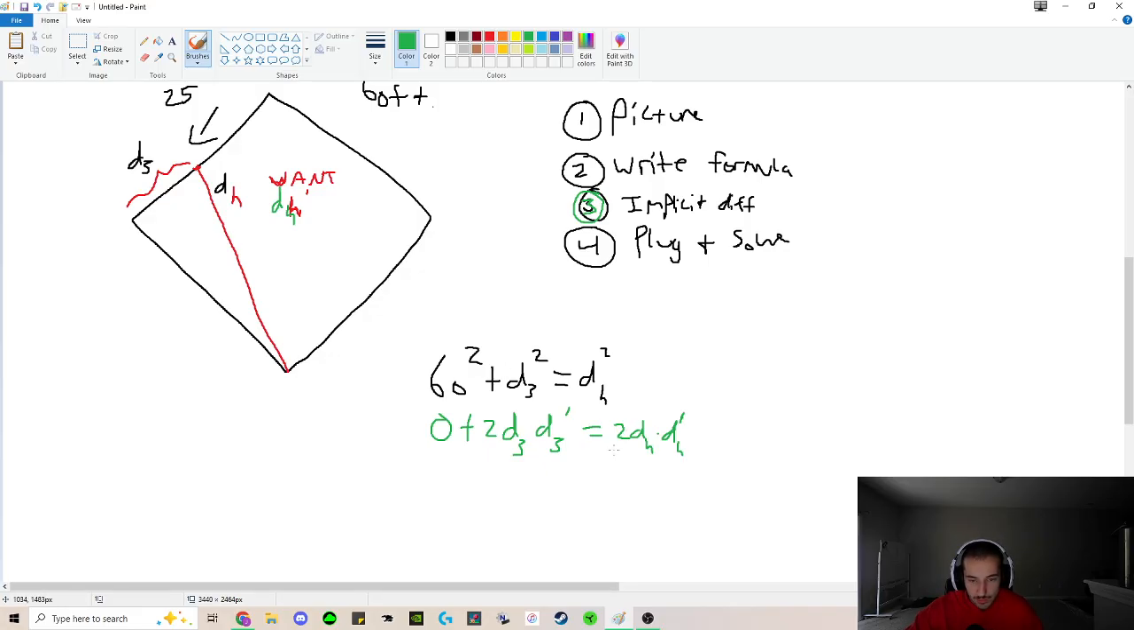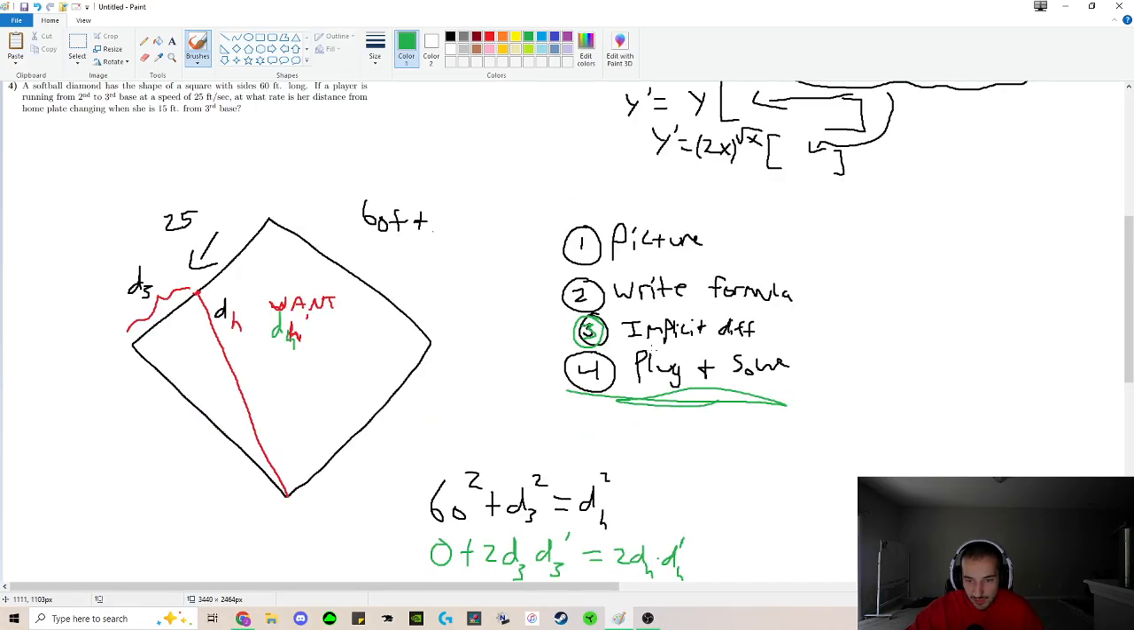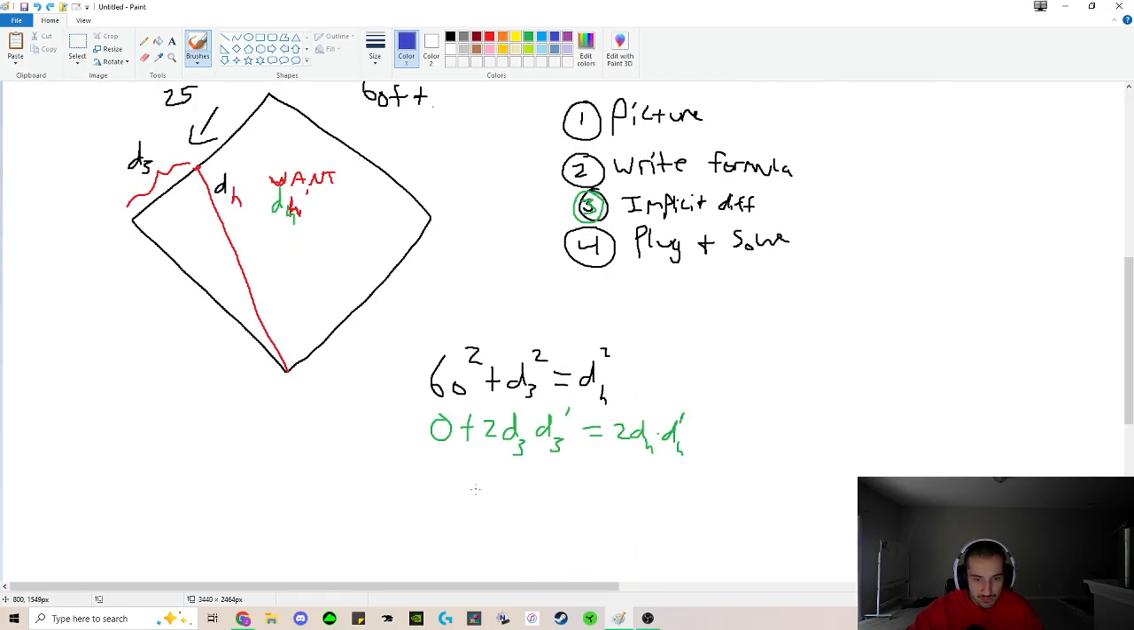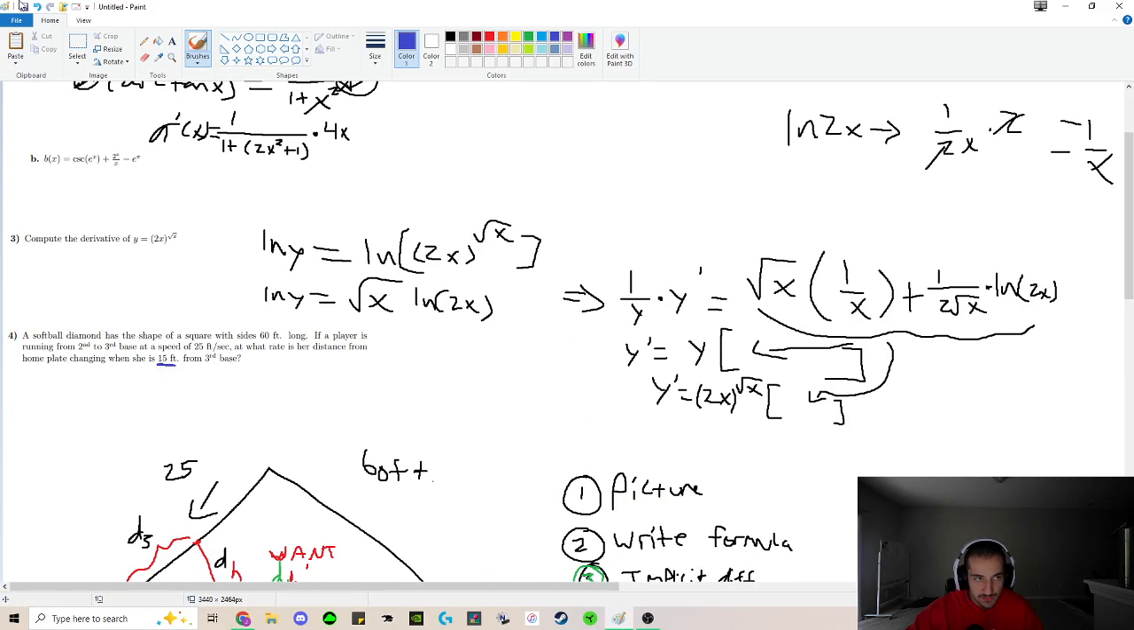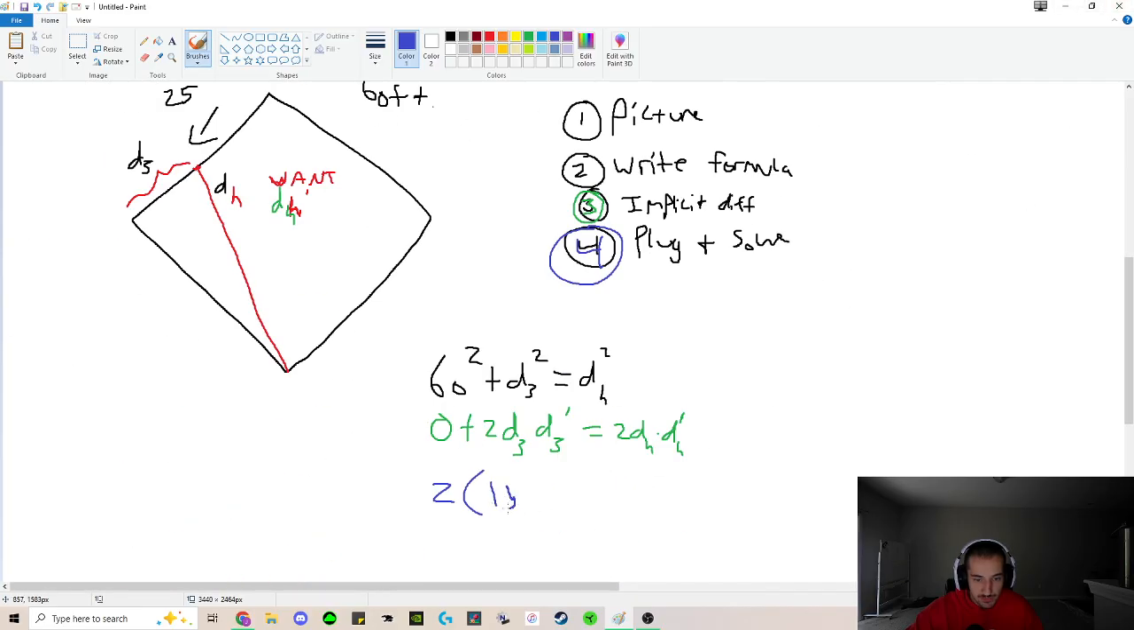Okay, so what do we do here? Well, now we can just plug things in. We plug them in here. So what do we know? We know that d3, so 2 times, this guy is going to be 4. We know that d3, we are how far away? We're 15 feet from third base. So this is going to be 15. We know d3 prime is what? 25. We're at a constant 25.